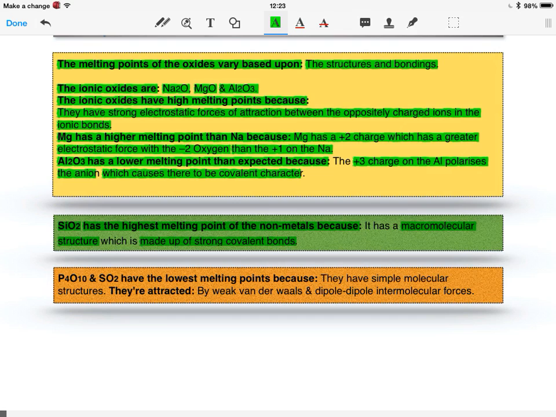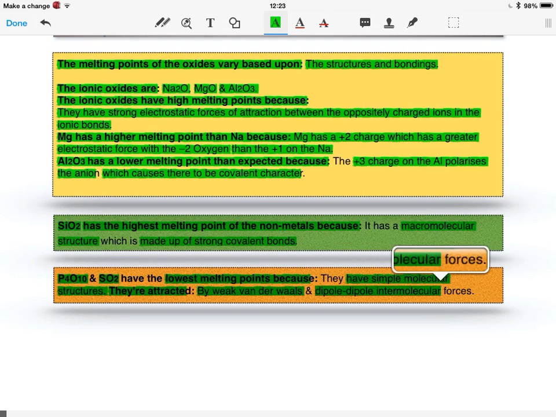Finally then, we've got the phosphorus 5 oxide and the sulfur dioxide, and these have the lowest melting points, and this is because they have only simple molecular structures. This means each molecule is only attracted by weak van der Waals forces and dipole-dipole intermolecular forces, and these only require little energy to be broken, so therefore they have low melting and boiling points.